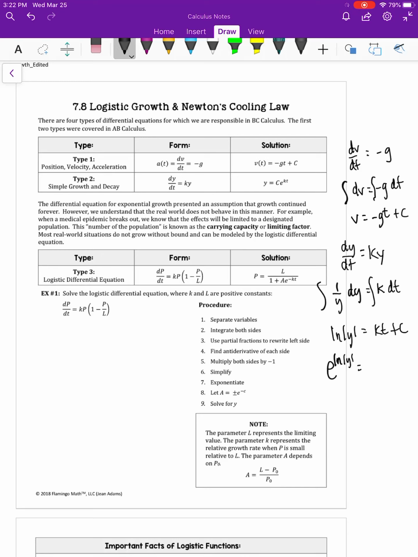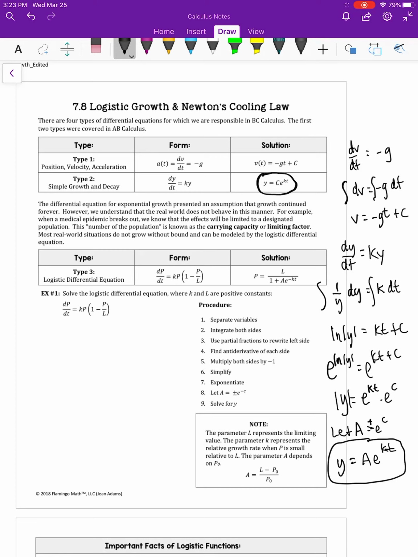And now you're going to take both to the power of e, and this becomes y equals, and we're going to break this up into e to the kt times e to the c, and we're going to let a equal e to the c, and actually if this was an absolute value, we could say let a equal plus or minus, and then we could have our y equals a times e to the kt. And that would be your solution here. They used C right here. I used A. Okay, so either way.